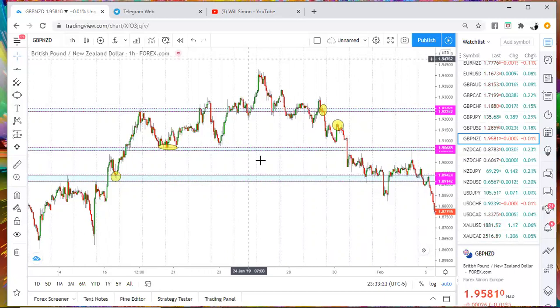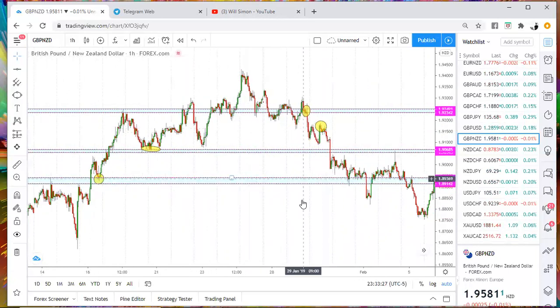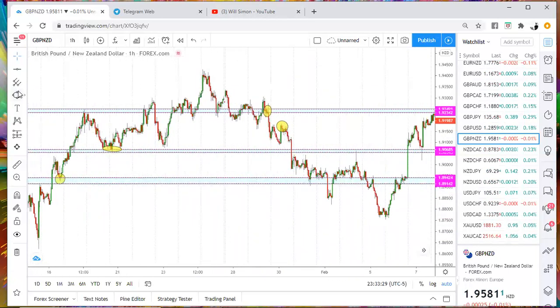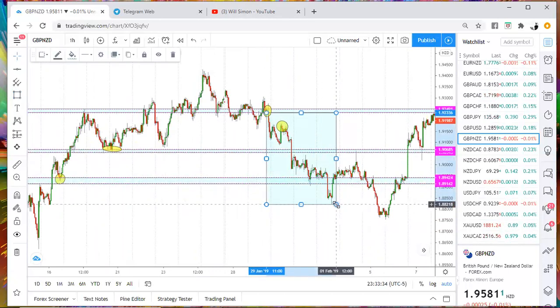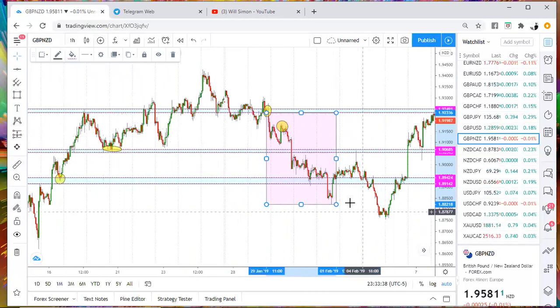You have to get on these charts, draw your floors, draw your ceilings, wait for breaks and retests, and continue to draw. Continue to draw. And capture these purple boxes. How easy is this, right?